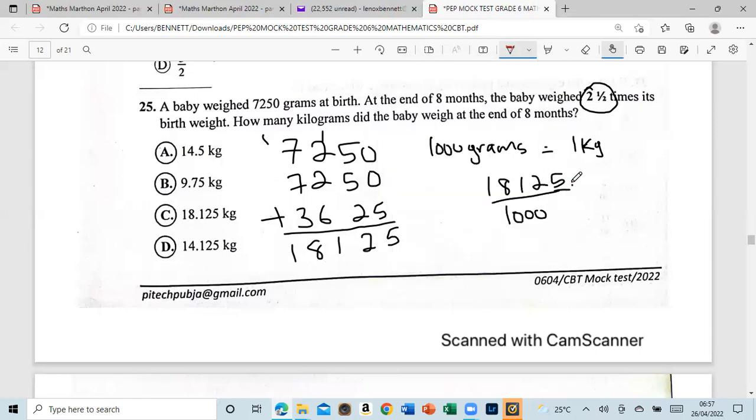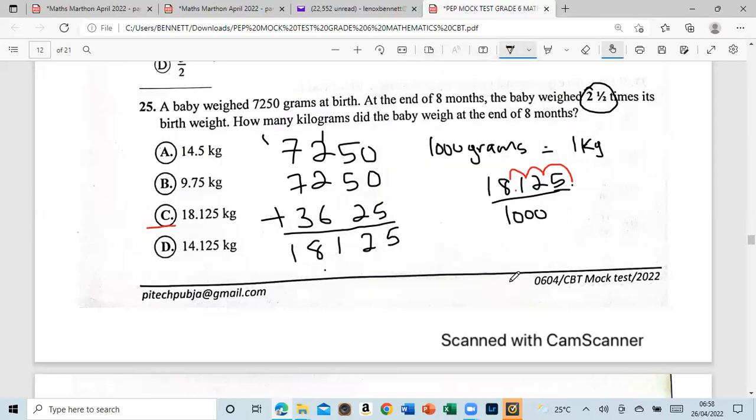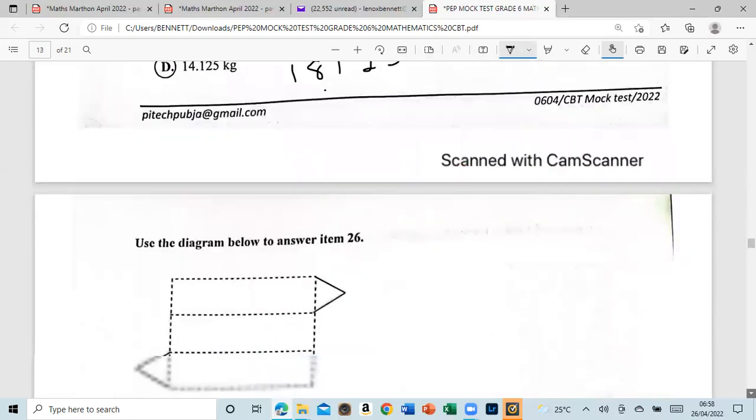Right. So you're going to move 3 places to your left, so that's 1, 2, 3, so that's 18.125. I absolutely love this paper. Big up to the ministry for this. This is a very good paper. I want to take that away from them. So far, it's been really a nice paper. Challenging, and so on.